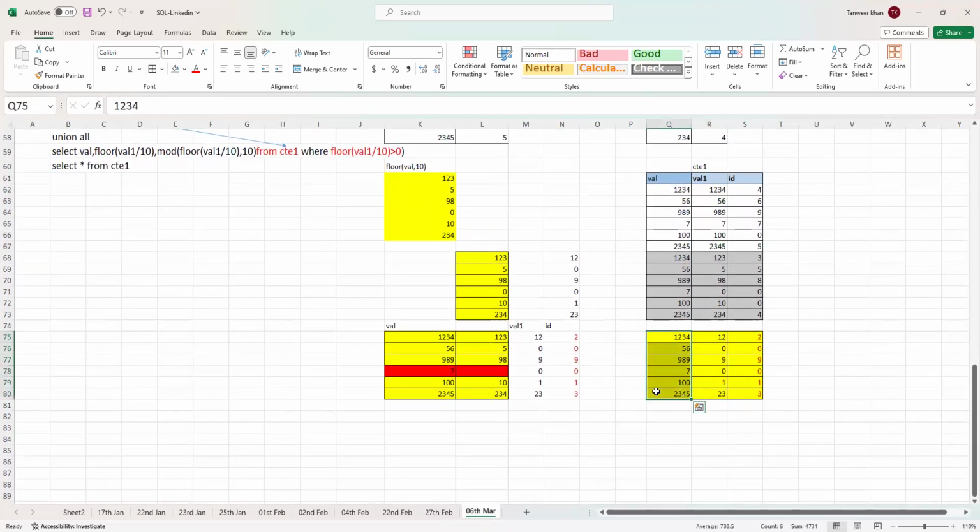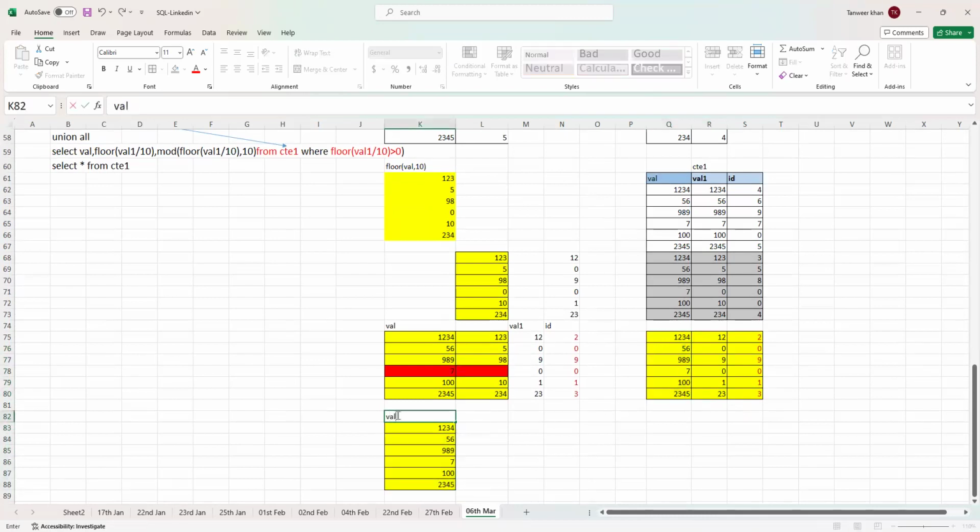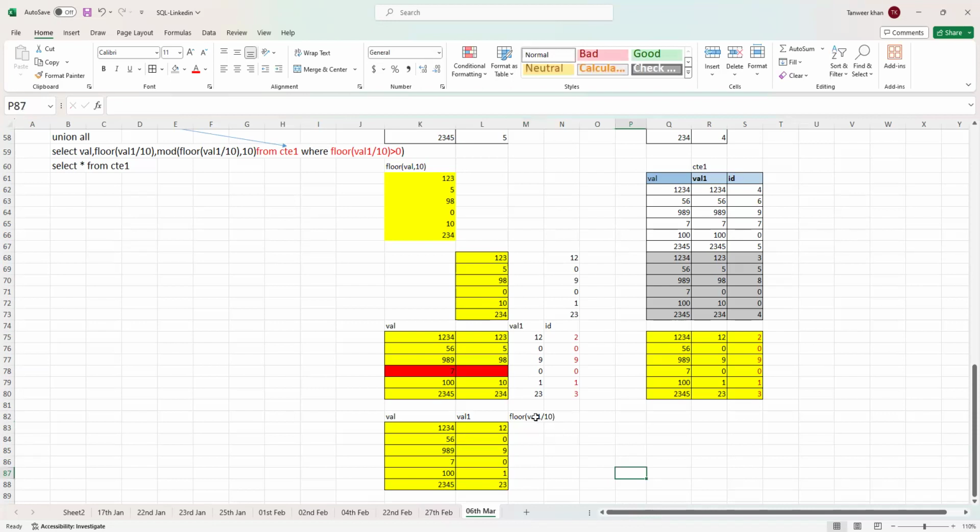So this is our val 1, this is val, and this is our val 1. First of all, we will check the filter condition and see how many of them satisfy it. What is the filter condition? Floor of val 1 divided by 10. So what will be the output for this? Floor of val 1 divided by 10. 12 divided by 10 will give you 1. It will be 0.